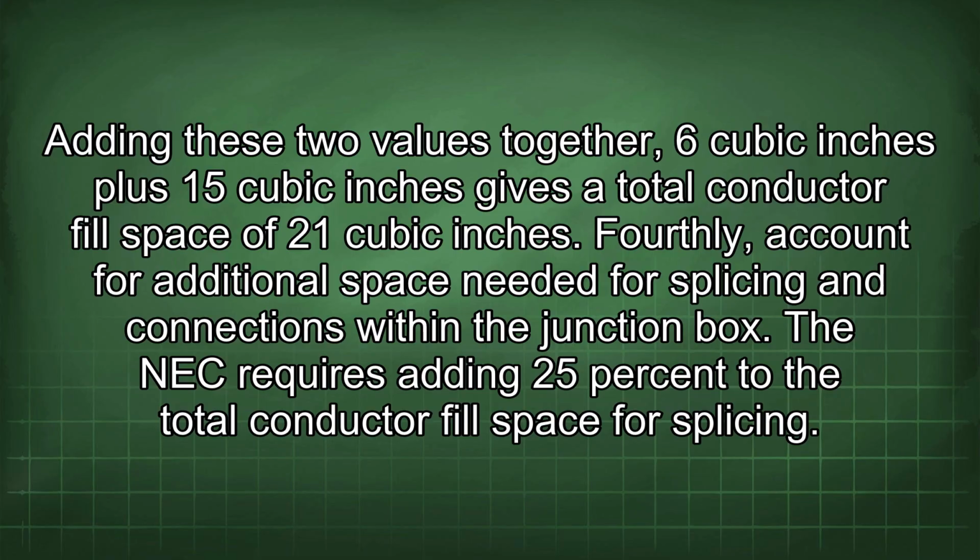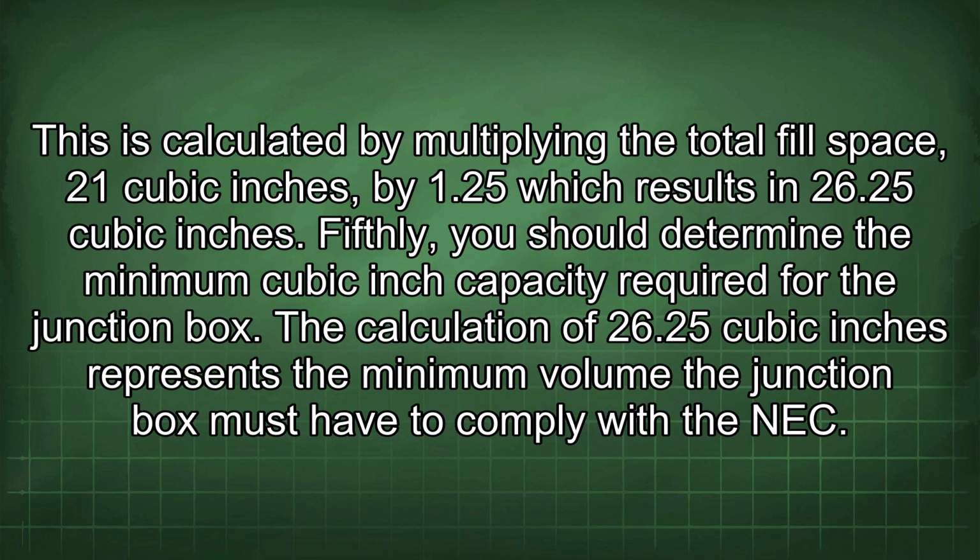Fourthly, account for additional space needed for splicing and connections within the junction box. The NEC requires adding 25% to the total conductor fill space for splicing. This is calculated by multiplying the total fill space, 21 cubic inches, by 1.25, which results in 26.25 cubic inches. Fifthly, you should determine the minimum cubic inch capacity required for the junction box. The calculation of 26.25 cubic inches represents the minimum volume the junction box must have to comply with the NEC.